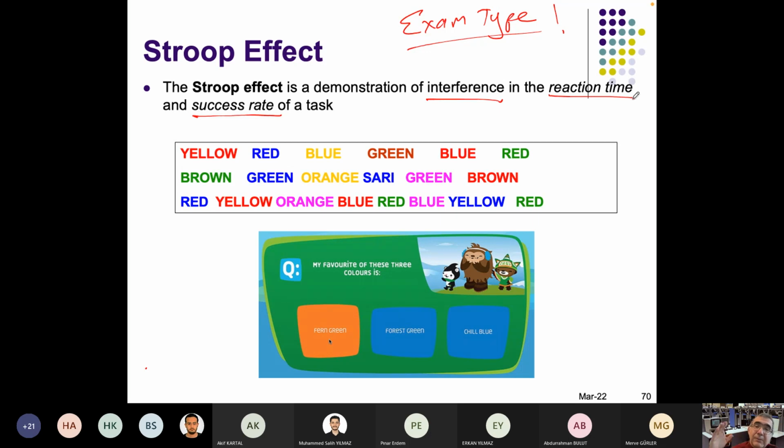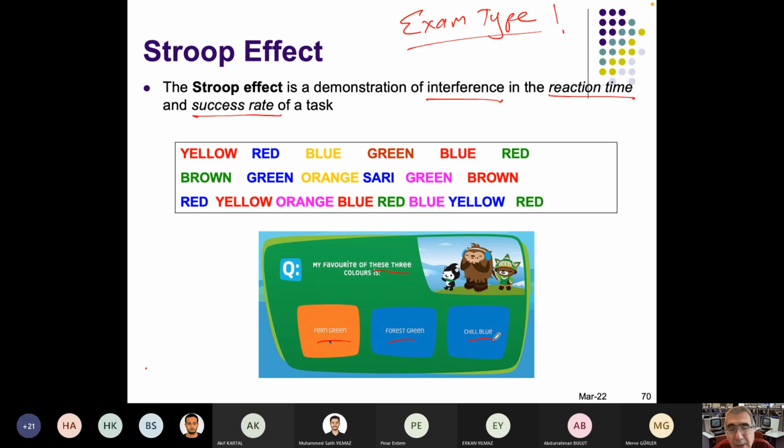So reaction time becomes longer, so you spend more time to understand that those are meaning something different. And if there is a related question, the success rate of the question is reduced, such as: my favorite of these three colors is forest green, fern green, forest green, chill blue. So you are thinking in terms of color, but the label colors are different and conflicting. Therefore, you will have difficulty.